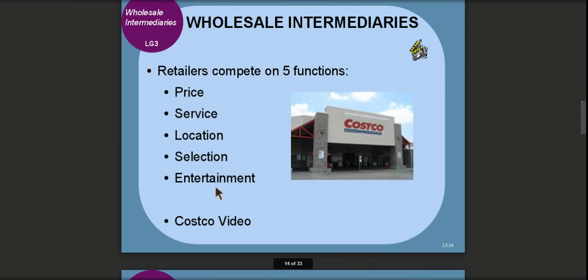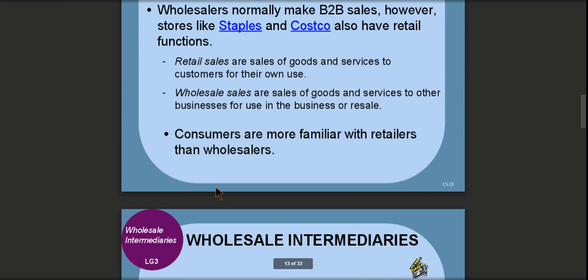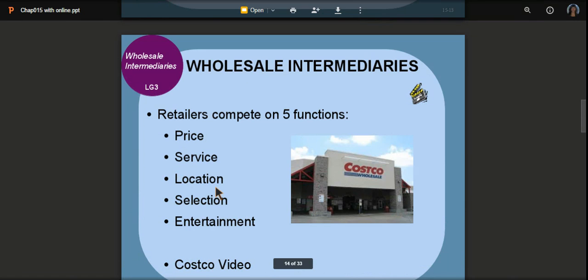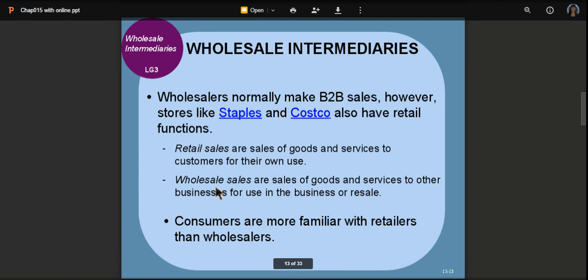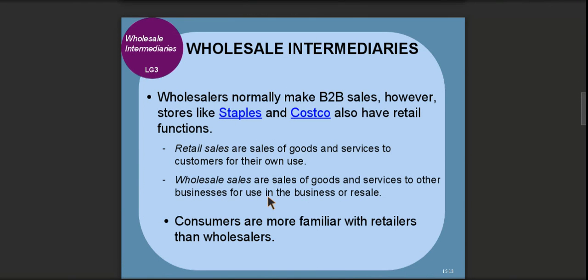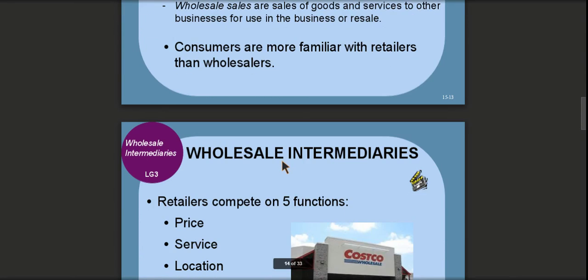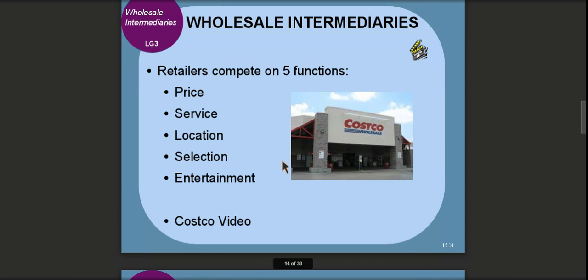So wholesalers can be wholesaler or retailer, right? So Costco is a great example of a wholesaler retailer. They sell goods to businesses and to consumers. I can have a Costco membership and go buy things there. They compete on 5 functions: price, service, location, selection, and entertainment.